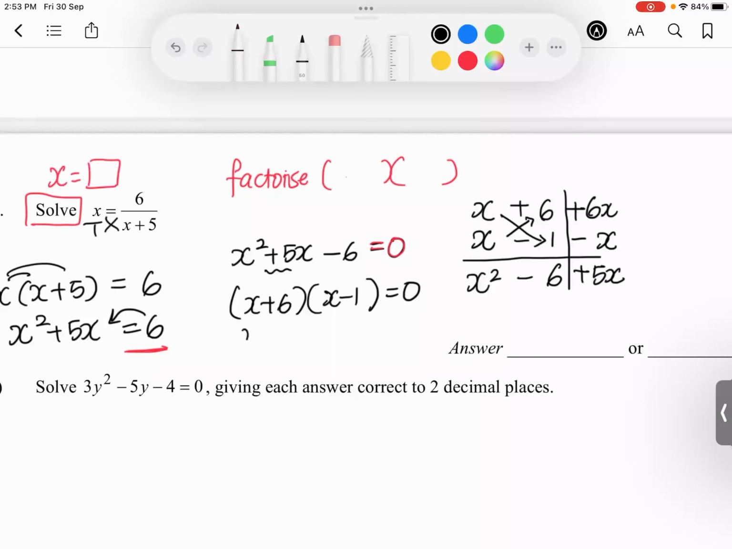So in this case, x plus 6 is equals to 0. Negative 6, 1. Okay, so this will be my 2 answers.